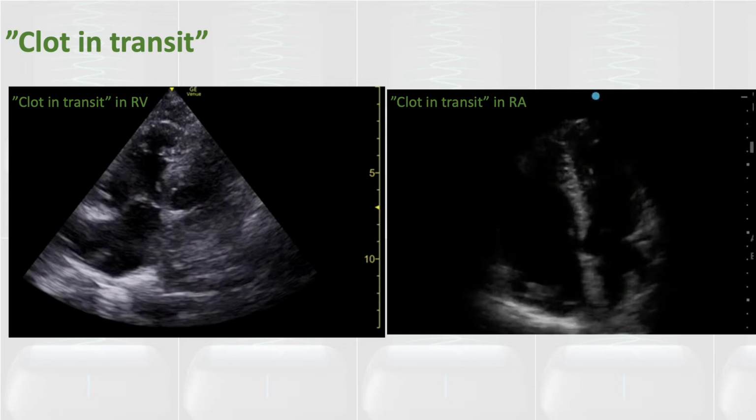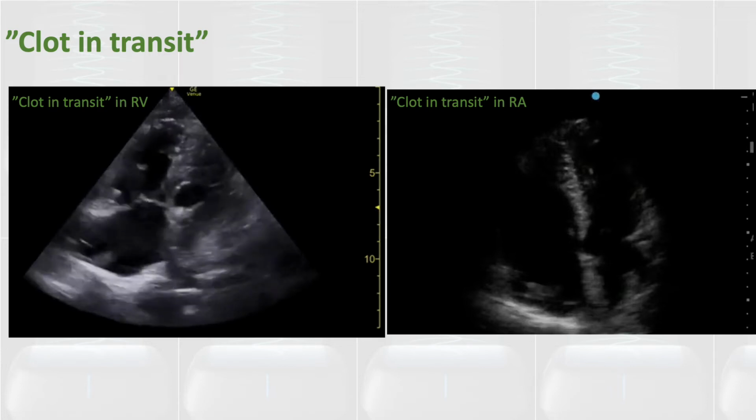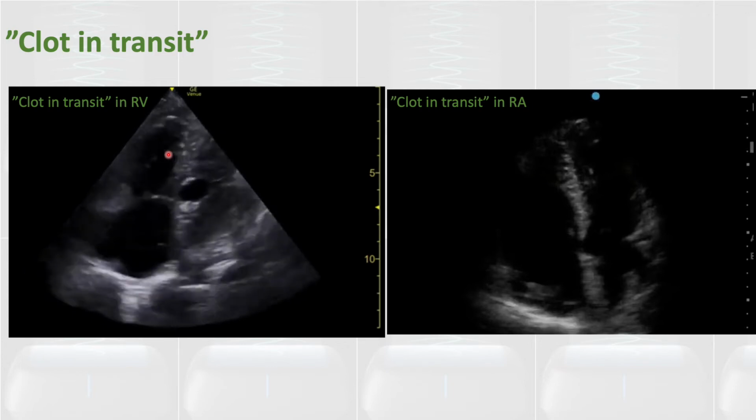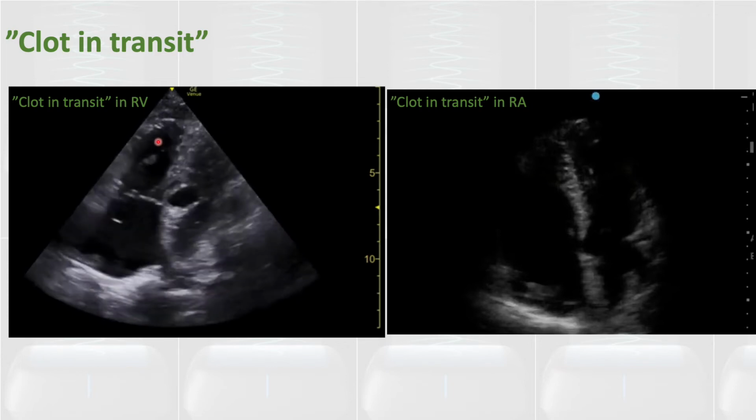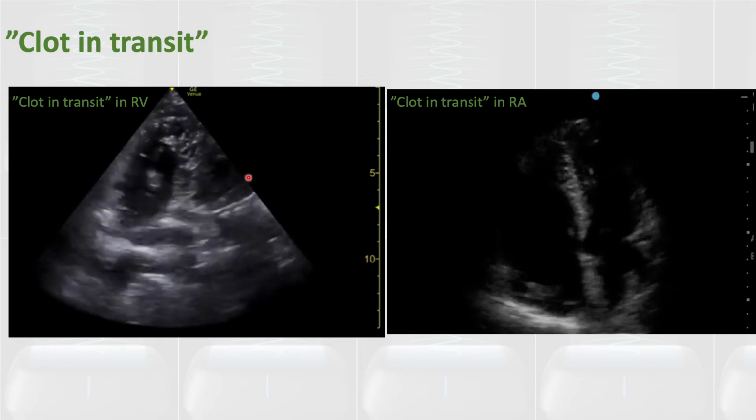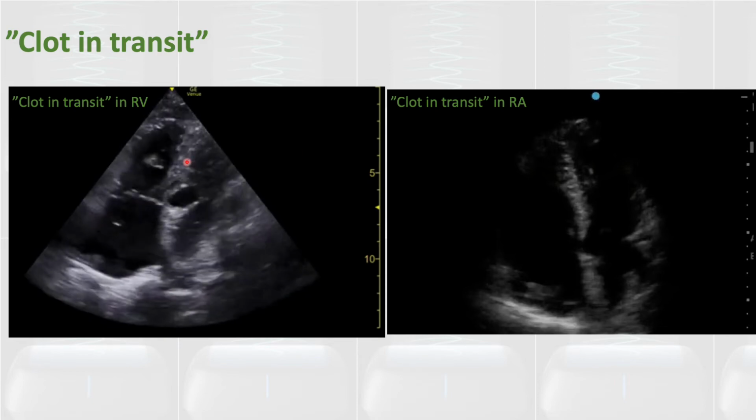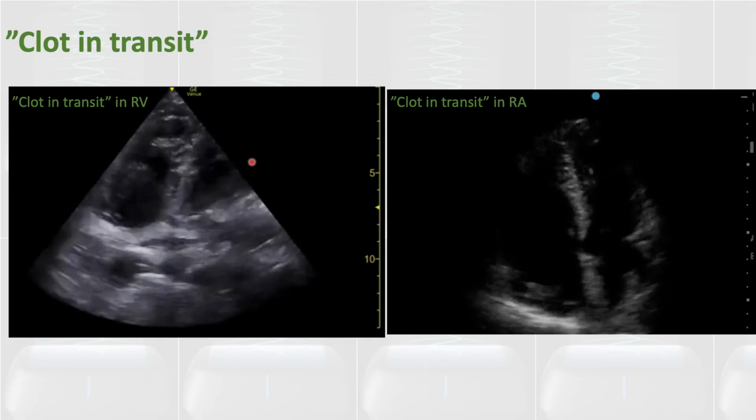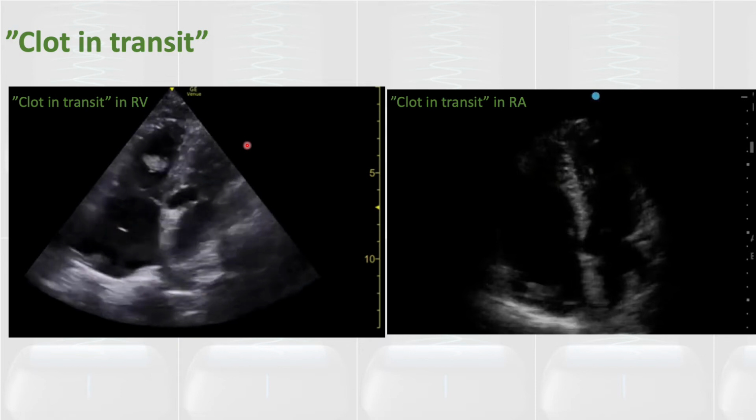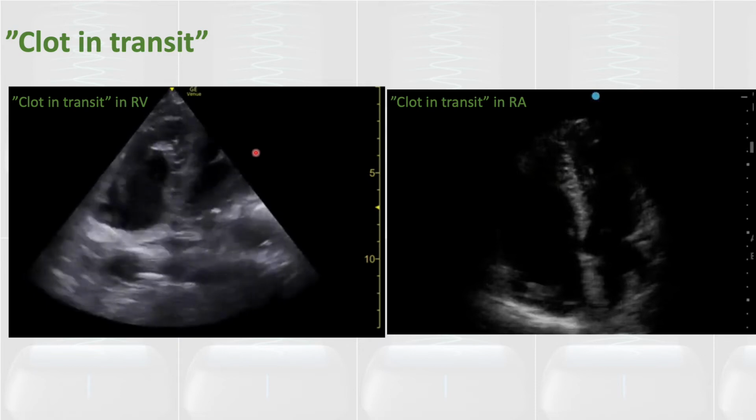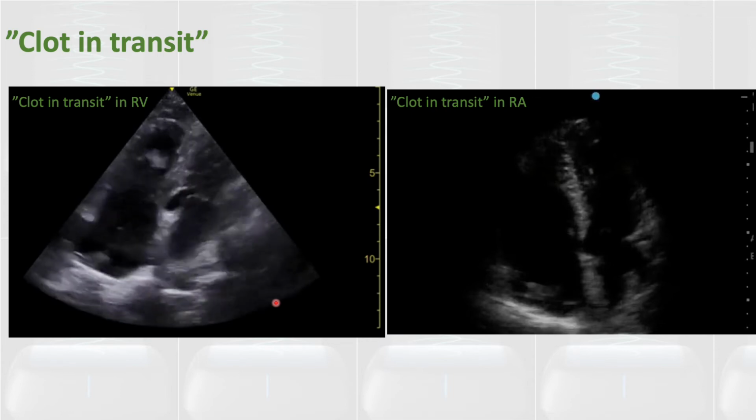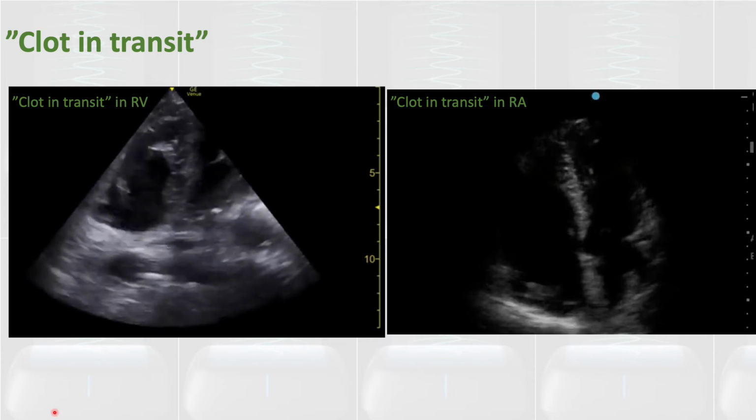Another sign that you are unlikely to see because the sensitivity is really low, but it's good to be aware of, is the clot in transit, which is basically just finding a clot inside of a right-sided chamber, in this case the right ventricle. So you can see the clot here is actually in the right ventricle, ready to travel to the pulmonary arteries, and this is clearly an indication for tPA or thrombolytic therapy, depending on the agent that you have.